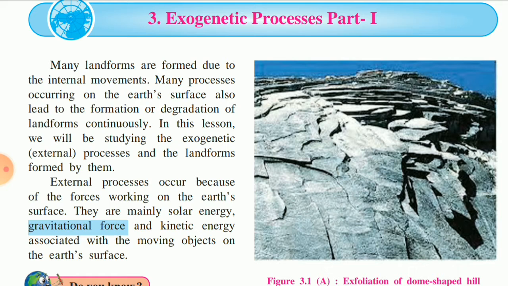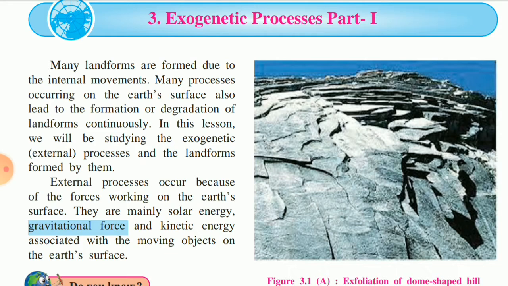So first of all, in exogenetic process, 4 important things we must keep in mind. The first is weathering: the rocks get weathered, they tear up, they get separated from each other, and finally they fall apart and get disintegrated. That is weathering. Number 2, erosion.